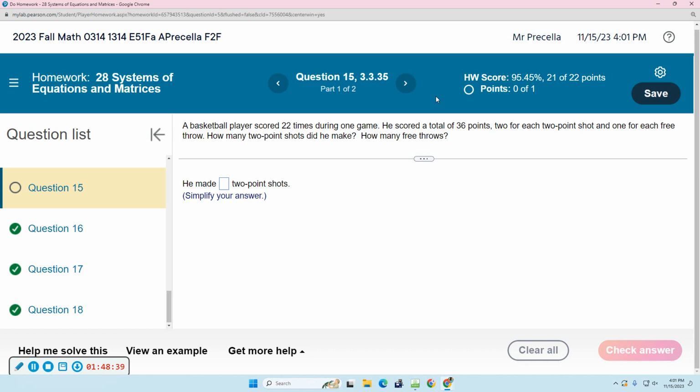Number 15, a basketball player scored 22 times during one game. He scored a total of 36 points, 2 points for each 2-point shot, and 1 point for each free throw. How many 2-point shots did he make? How many free throws did he make? At first glance, you're like, there's no dollars. But it still sets up the same way. This little pattern that we have, this table, can solve infinitely many word problems, or at least set it up for you. Okay, so instead of job A, job B, large frame, small frame. What are the unknowns?